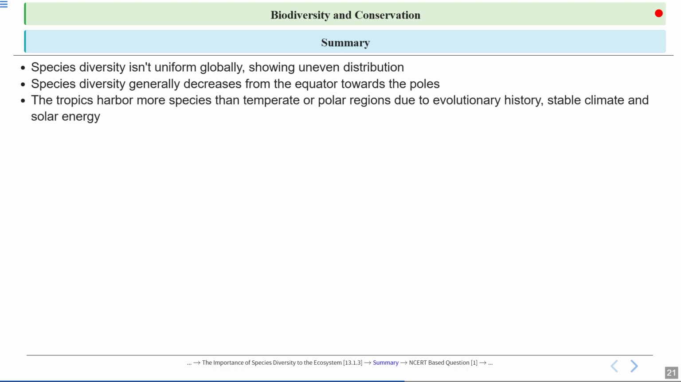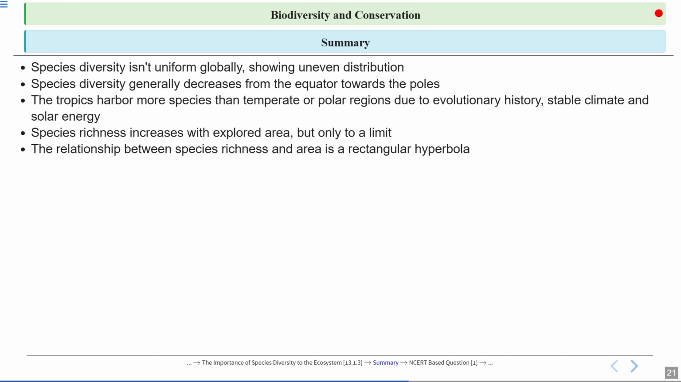We also talked about why the tropics have more species. The tropics have a stable environment, and they receive more sunlight. That's why they have more species richness as compared to temperate regions. We also talked about species richness and how it increases with explored area. But this increase is only up to a particular limit. After that, it levels off. So you get a rectangular hyperbola relationship.